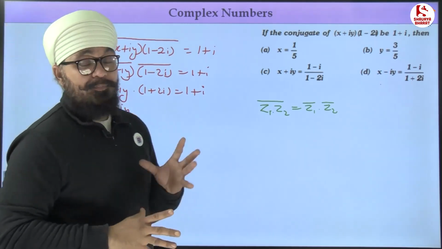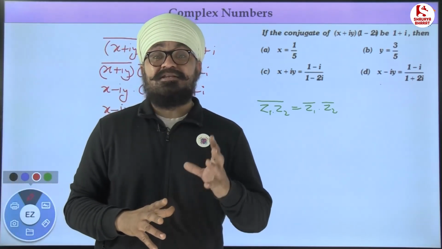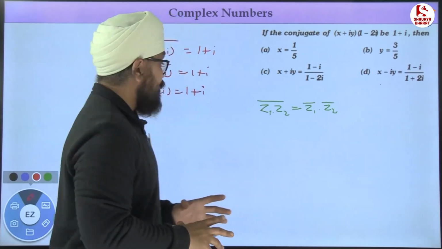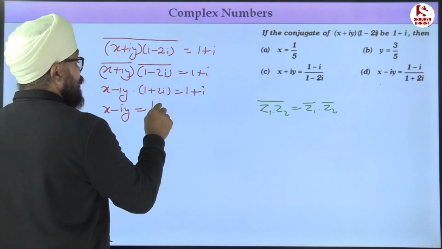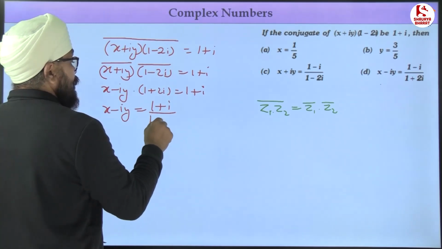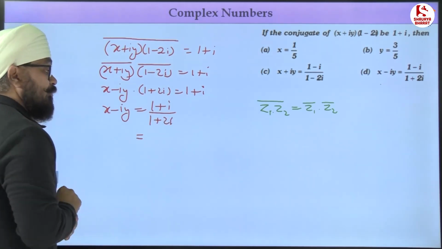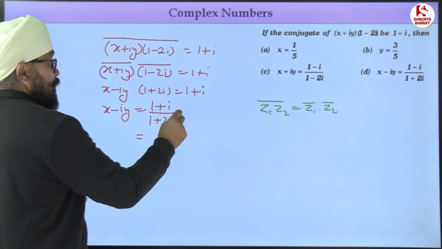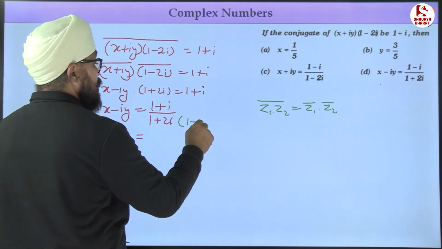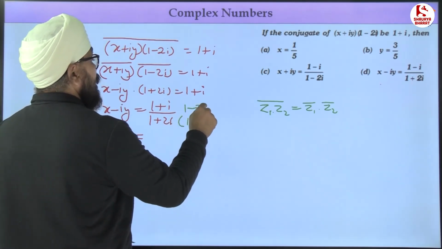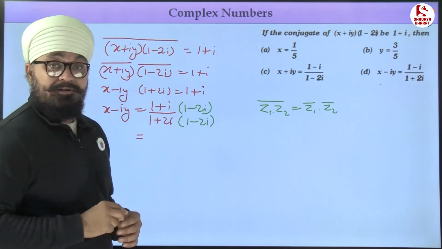So I want to get the values of x and y. The best part is I will take that term which is containing x and y on the left hand side, rest I will shift. So you can see that when you shift that, what you will get? We are going to get this part where I will do that division where 1 minus 2 iota will be multiplied in the numerator and denominator.